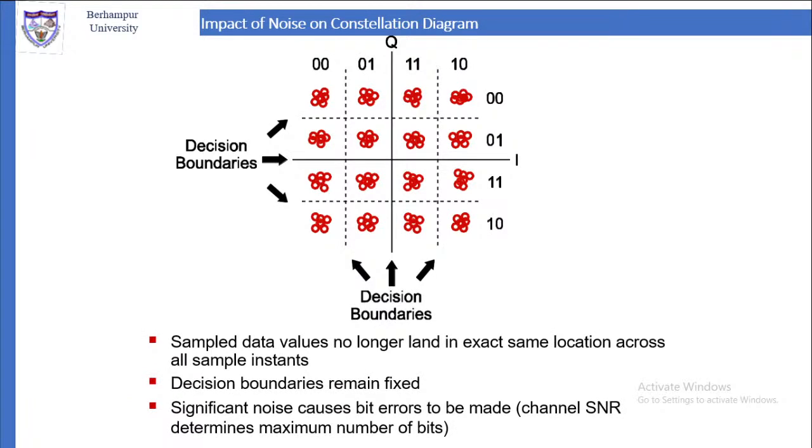Now suppose there is noise. In each block, you will see sample values no longer land in the exact same location across all sample instances. Decision boundaries remain fixed. Significant noise causes bit errors, and you can see the error has crept in. Channel SNR, signal to noise ratio, determines the maximum number of bits in each of the blocks. So that is a problem. Impact of noise is a problem to be avoided. We usually filter out the noise. There are signal processing methods to filter out the noise.